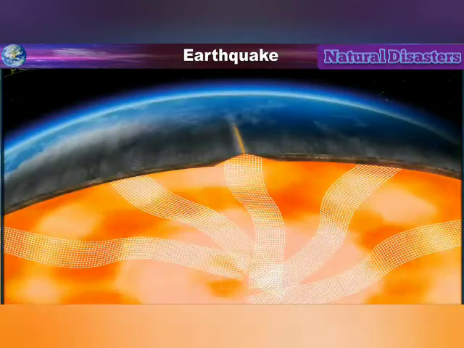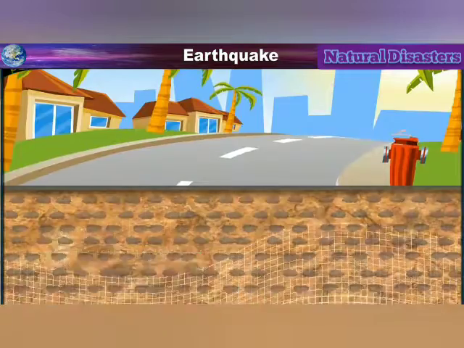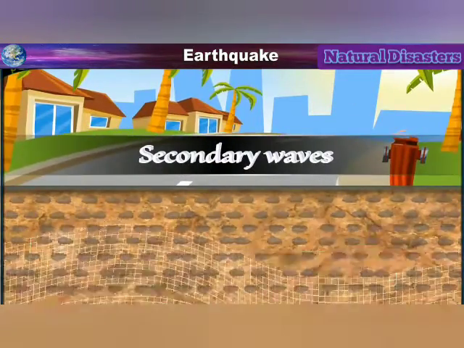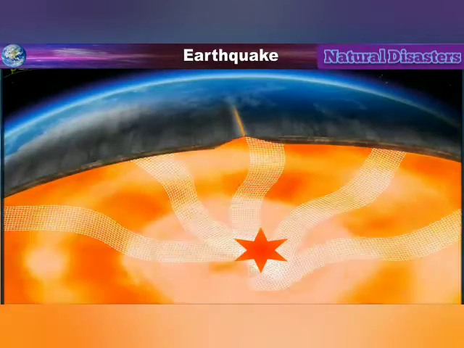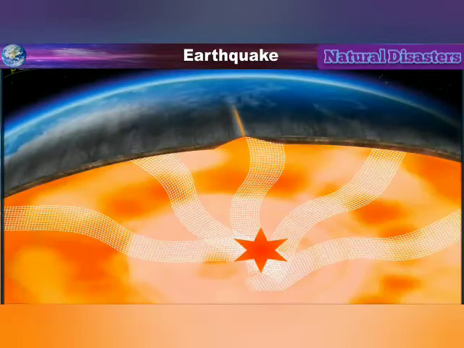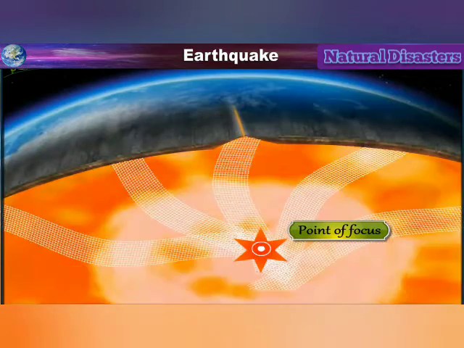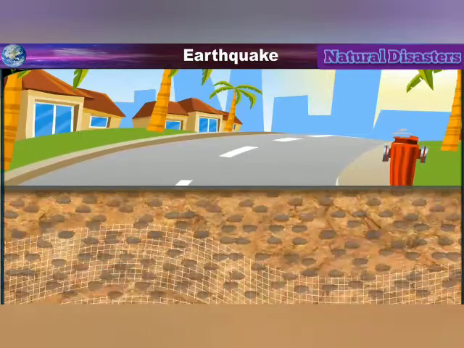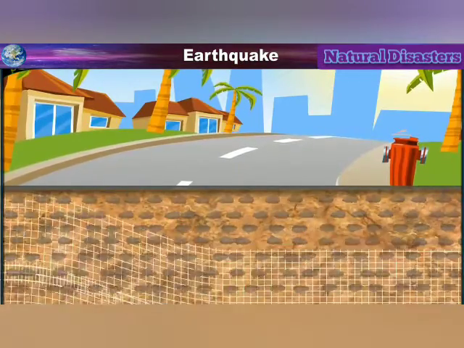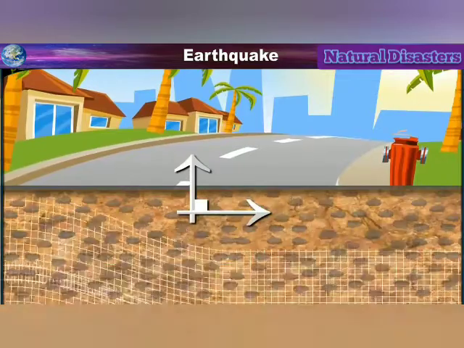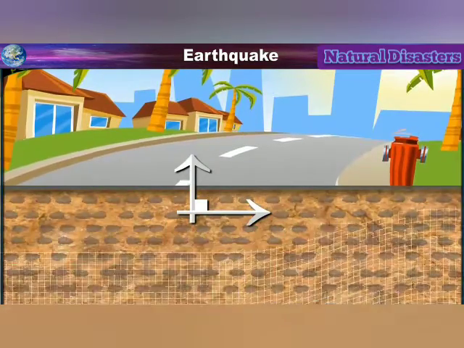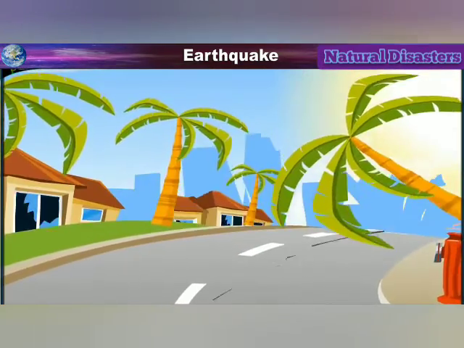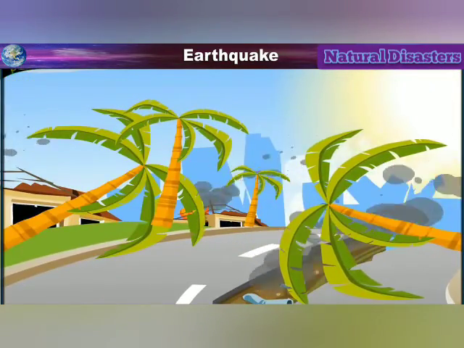Secondary waves. The waves reaching the surface after the primary waves are called secondary waves. These waves also radiate in all directions from the point of the focus of the quake. Due to these waves, the grains in the rocks move up and down, perpendicular to the direction of the movement of the waves. Therefore, these waves are very destructive.